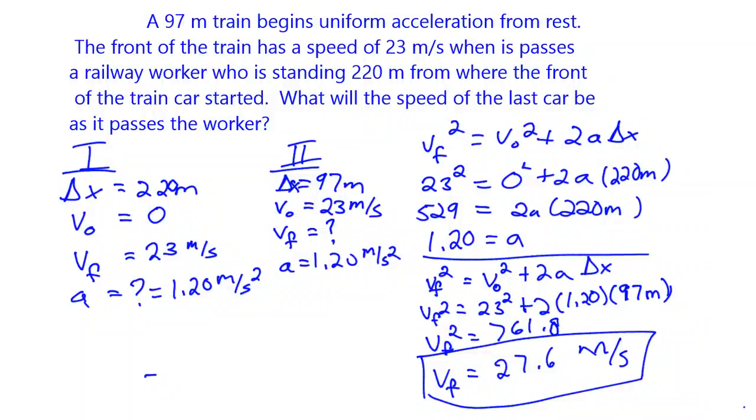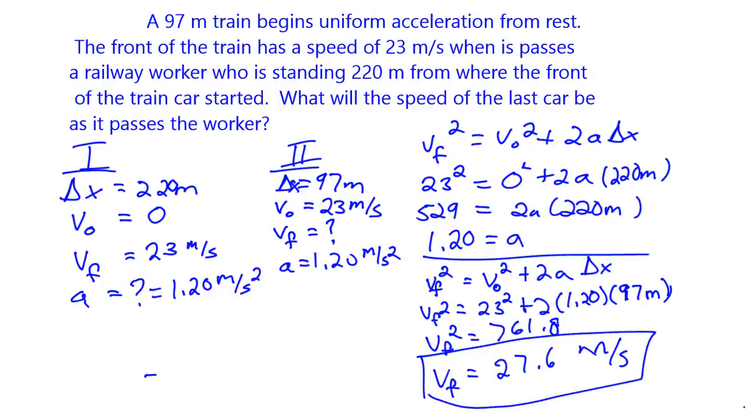Okay, this is problem number 8 from worksheet 1.1. This is a two-part problem where the train begins a uniform acceleration from rest and has a speed of 23 meters per second when it passes a railway worker who's standing 220 meters from where the front of the train car started. What will the speed of the last train car be as it passes the worker?